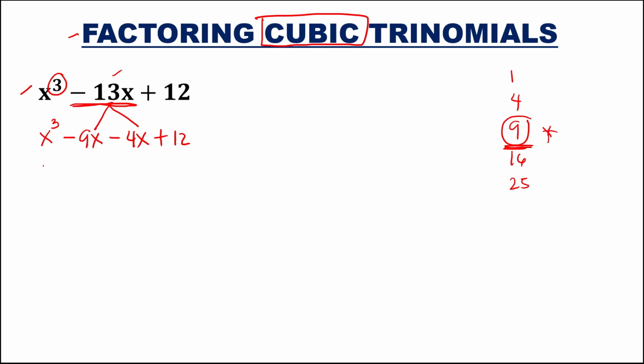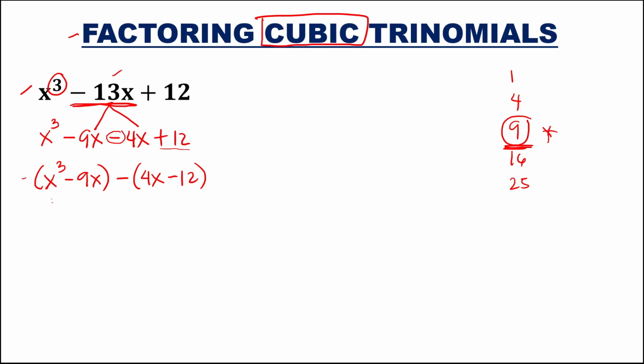Then the first group is x to the power 3 minus 9x. Then for the second group, since this one is negative, we need to put this negative outside. So therefore, this becomes positive 4x, and this positive 12 becomes negative 12. Then we can now use the common monomial factor because there is a common factor in every group.